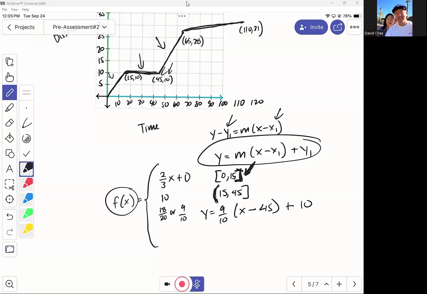All right. Think about that. I put it in point slope form, right? This is very similar to that packet that we had, right? So n is 9 over 10. 45, 10 is the point at which it's starting. Okay? You good? Any questions on that?